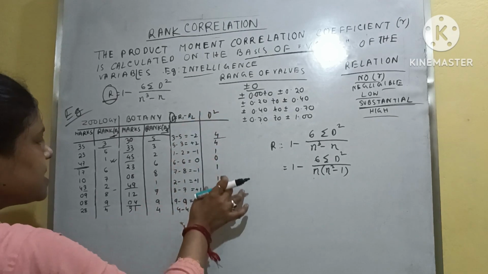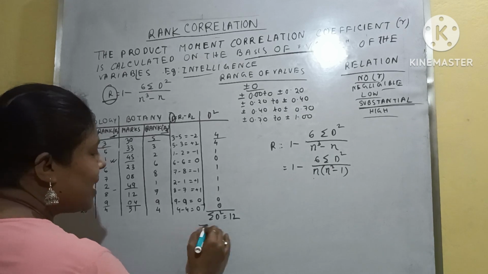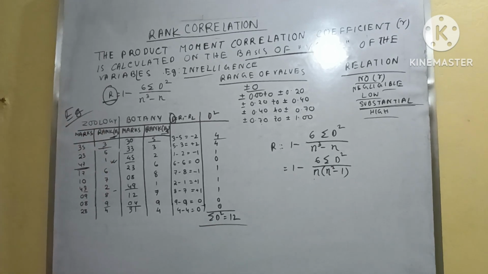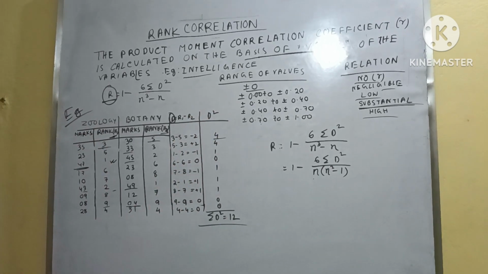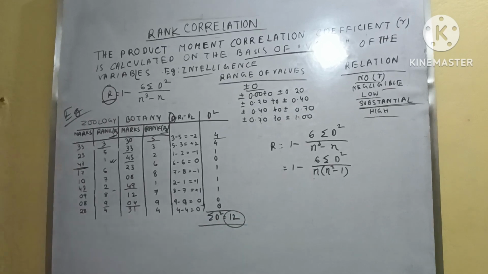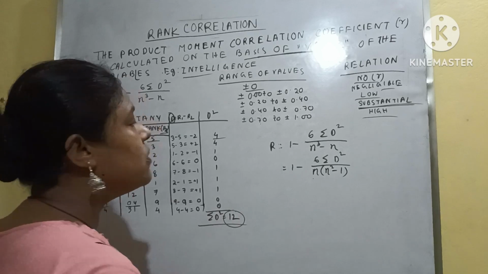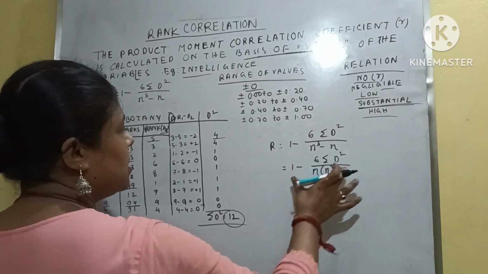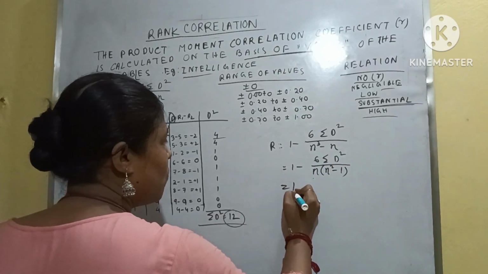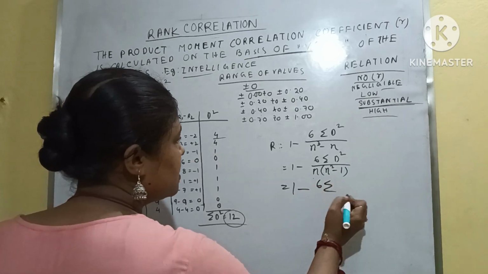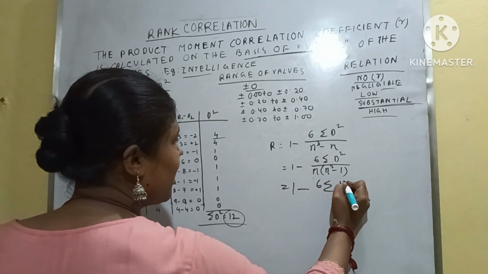After getting these D square values, we have to calculate the summation of D square, that is, adding these values, we will get this number. Suppose this is that number. Now what we have to do is just put the values here: 1 minus 6, summation of D square is 12.